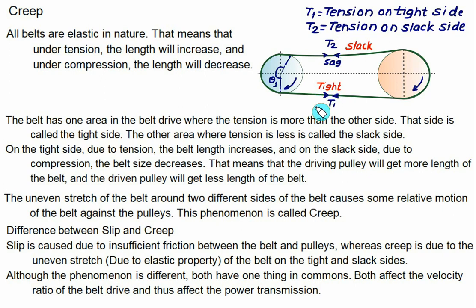Whenever any member is in tension, the length of that member will increase. So the length of the tight side will increase, and if any member is under compression, the length is going to decrease. So on the top side we have a shorter length. That phenomenon is called creep. So slip and creep are almost the same phenomena, and both will affect the velocity ratio and hence the power transmission.